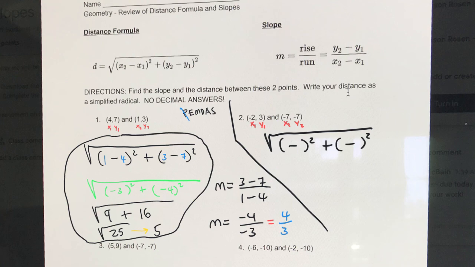So with regards to the first parentheses, again, that's going to be x2 minus x1. So that will be negative 7 minus negative 2. Okay, so we got some negative numbers here, so we will have to be careful soon. This is y2 minus y1. What's y2? y2 is negative 7.